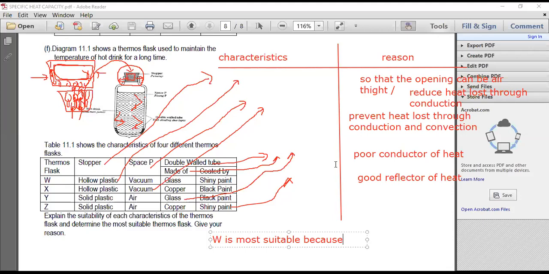Okay, so this is how you answer your paper 2 essay question. Okay, so this is an example of a question for heat. Okay, so that's all for today. Okay, so we'll continue in the next lesson.